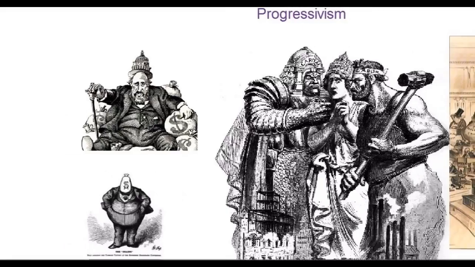I want to change gears for just a second and focus on the other major reform movement of this time period, which is the Progressive Movement, Progressivism as it's largely called. And Progressivism was a campaign to reform American society through a combination of government as well as voluntary actions at the local, state, and national levels.